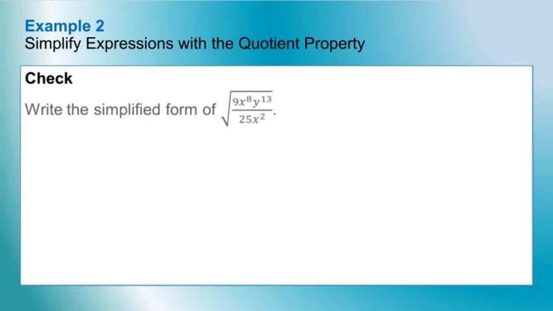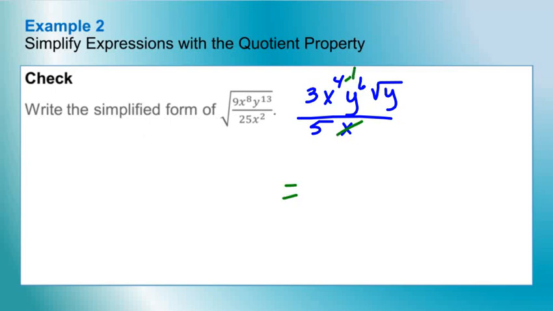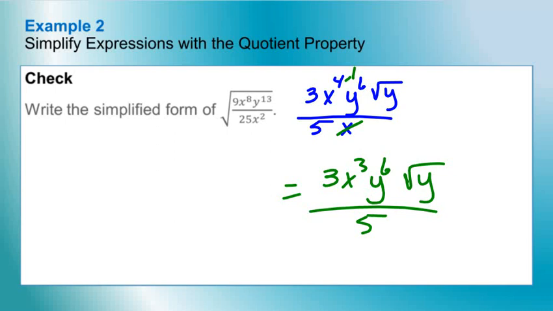Next, check this one, write the simplified form. So square root of 9 is 3, x to the 4th, and then I'll have a square root of y left over, and take 1y away, that's 12, half of 12 is 6, so it'd be y to the 6th times the square root of y. Divide that by the square root of 25 is 5, square root of x squared is x. And then simplify it, I can take an x away here, take 1 away there. So my final answer would be 3x cubed y to the 6th square root of y all over 5.